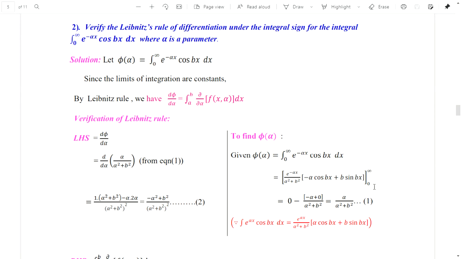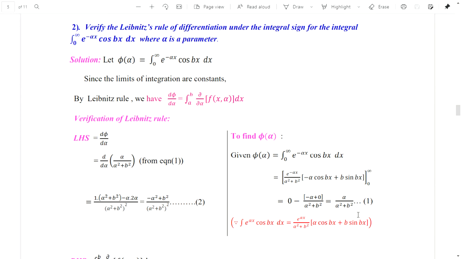The lower limit is 0. So e to the power 0 is 1. 1 divided by alpha squared plus b squared, into, let us see about this term. Since x is 0, cos 0 is 1. So minus alpha into 1 is minus alpha, plus sin 0 is 0. So minus into minus becomes plus. So alpha divided by alpha squared plus b squared. So phi of alpha is alpha divided by alpha squared plus b squared.